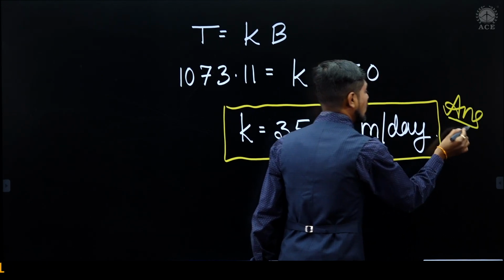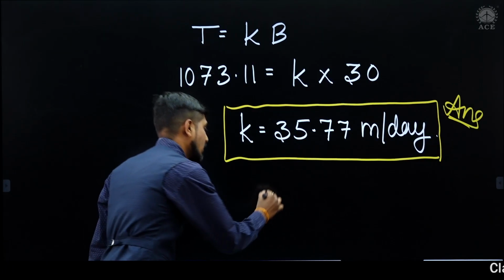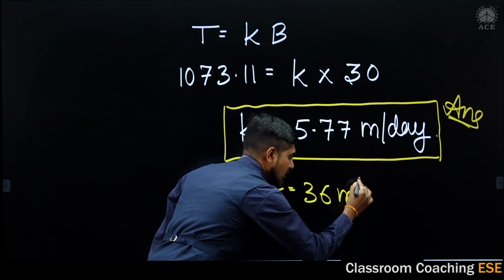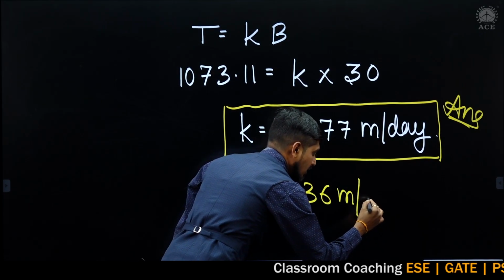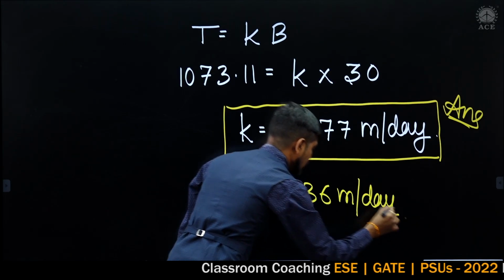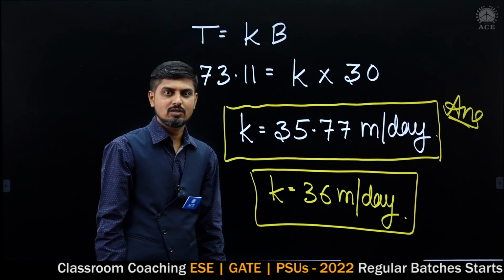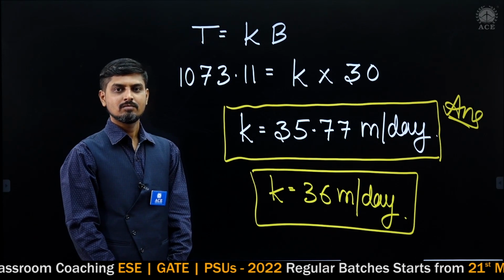So if you want to round it off to the nearest integer, then K is equal to 36 meter per day. I hope this solution is clear to you.